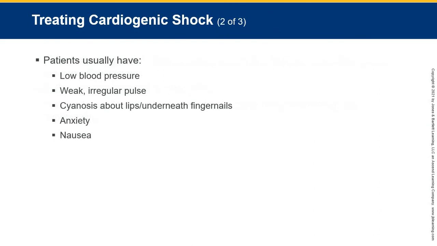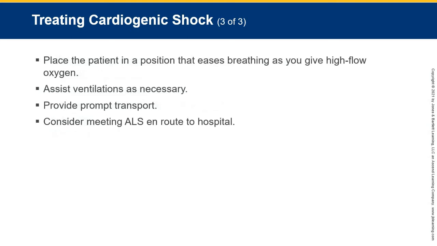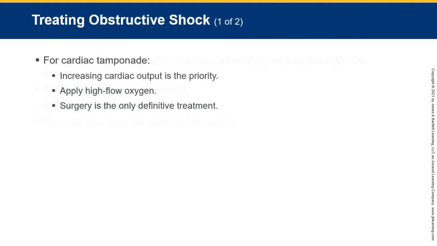These patients normally have low blood pressure. They have weak pulses, irregular pulses where the pattern isn't consistent. You're going to have cyanosis because of the poor gas exchange in the lungs, anxiety and nausea, a lot of vomiting too. So give them high flow oxygen. They need to be BVM'd. Do that. Prompt, rapid, emergent transport. Generally, you won't need to meet ALS en route to the hospital. But if you think you may need them for things like airway control, go ahead and give them a call. It's not going to delay transport and actual arrival at the hospital.